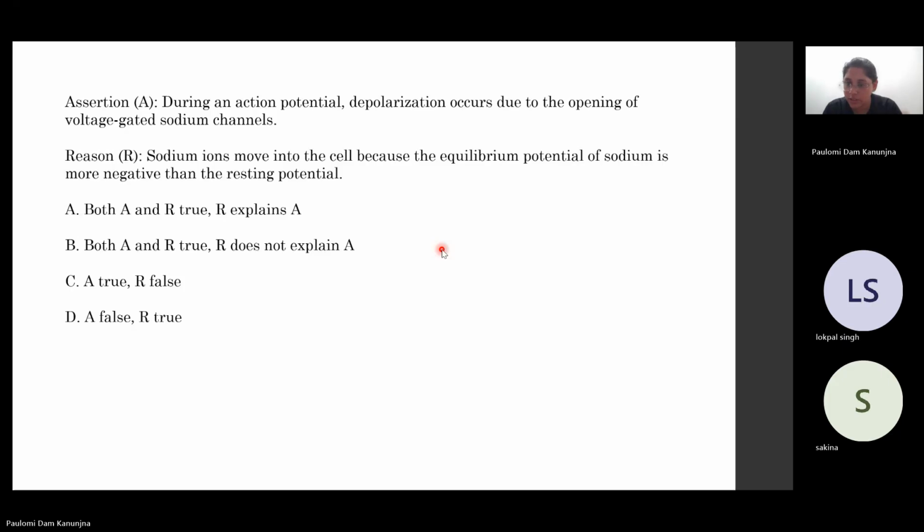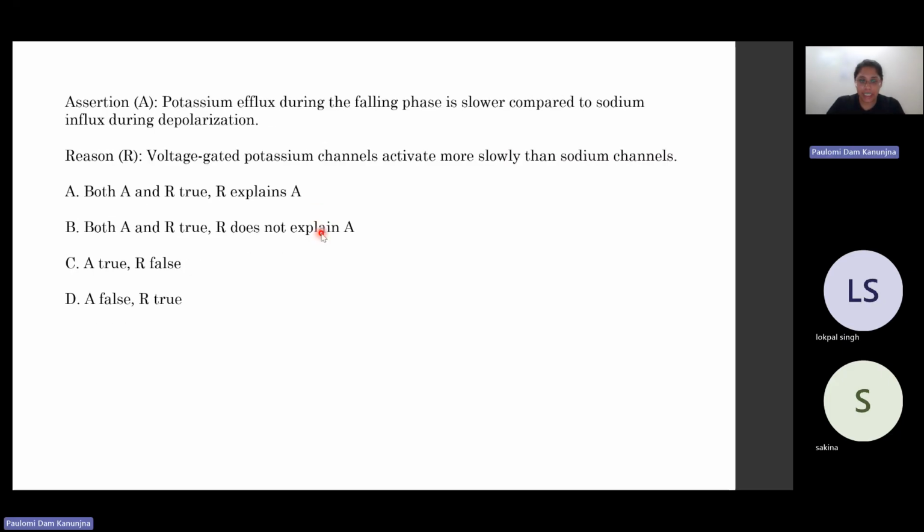Okay. That's it. Wait, let me give you the answer. Like someone said, it is C, because your equilibrium potential is more positive than negative. It's not negative, it's positive. And that's how you have ions moving inside. All right, I think we are nearing the end.